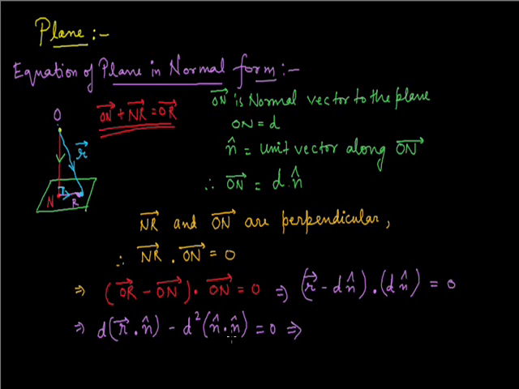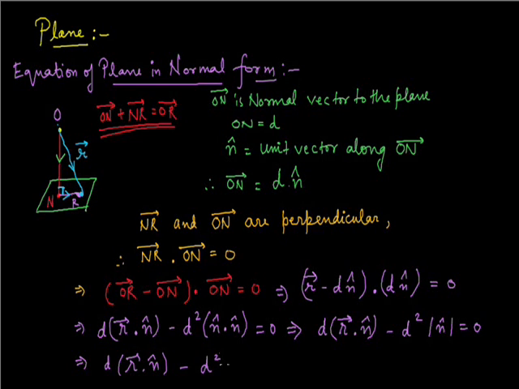Now we know that N cap dot N cap is modulus of N cap squared, and because it is a unit vector, this will be equal to 1. So this is D times R vector dot N cap minus D square into 1 equals to 0. So from here you can say R vector dot N cap is equal to D. So this is the equation of plane.